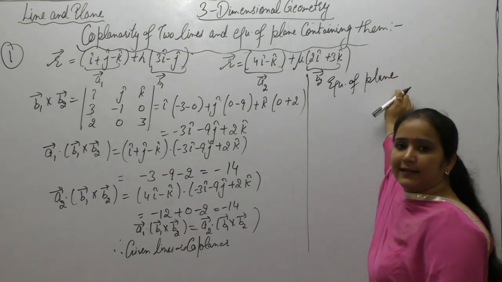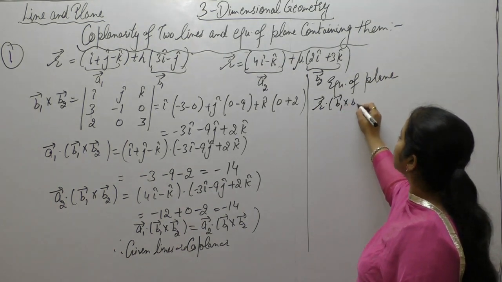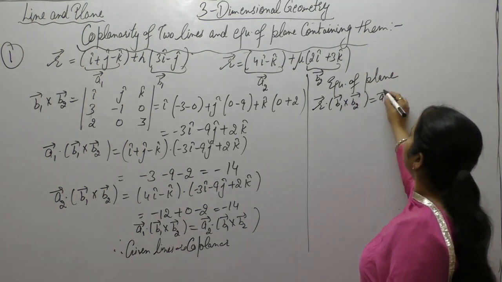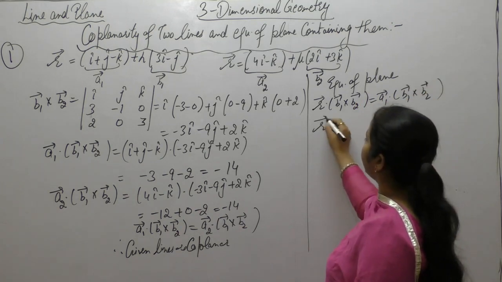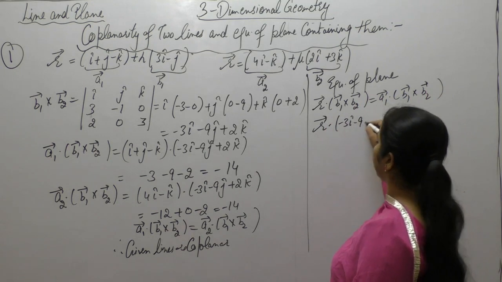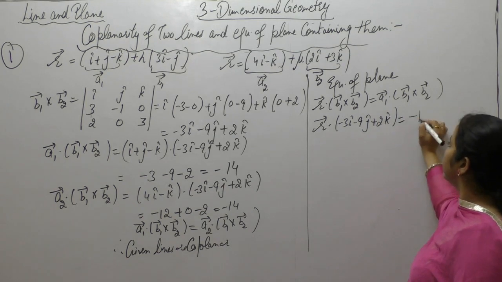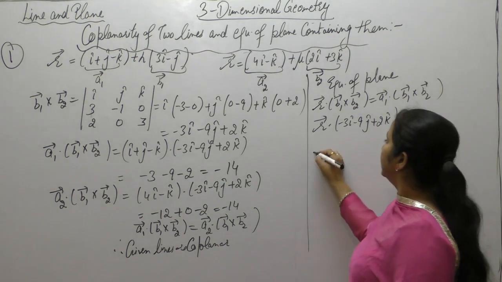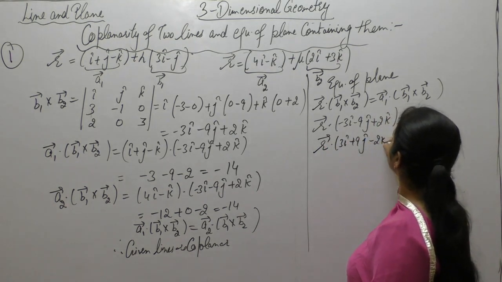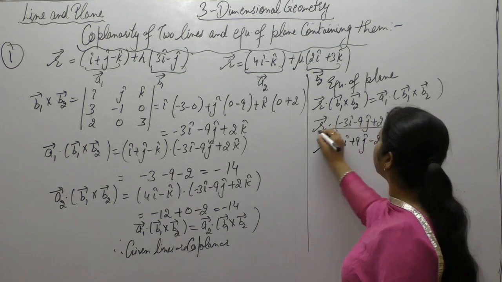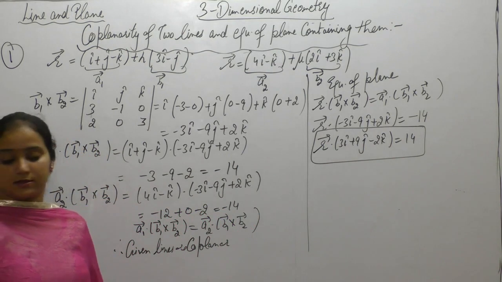Now, the equation of the plane containing these lines will be r vector dot b1 cross b2 equals a1 dot b1 cross b2. So we get r vector dot (minus 3i minus 9j plus 2k), and a1 dot b1 cross b2 has the value minus 14. Take the negative common from here: 3i plus 9j minus 2k equals 14. This is the required equation of the plane containing these two lines.